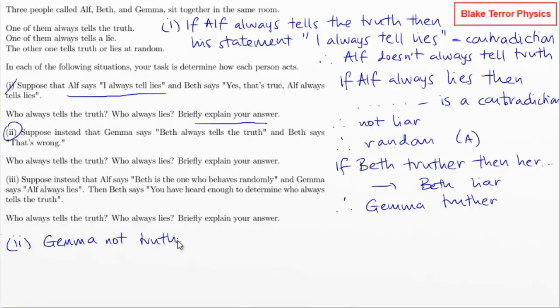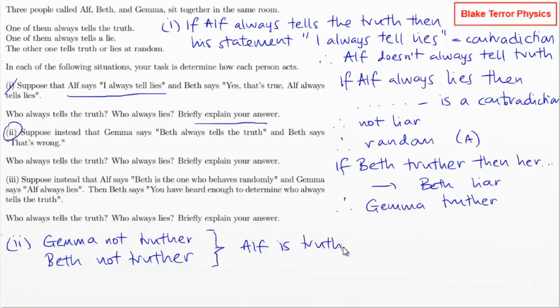So can Beth be then? Beth has said that that is wrong. So if Beth always tells the truth about this, I mean, saying Beth always tells the truth is our assumption, and Gemma has said that she always tells the truth, and Beth has said, well, that's not true. I don't always tell the truth. Well, she can't be the truther either. Otherwise, she would say, yes, I do always tell the truth. So that means, therefore, we've got to have that Alf is the truther.